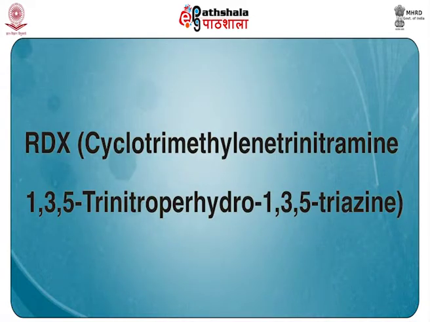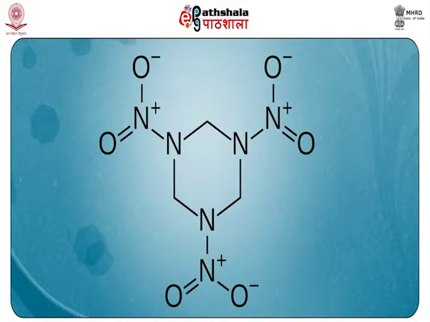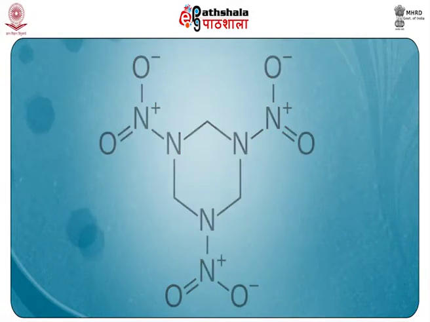RDX, cyclotrimethylene trinitramine, 1,3,5-trinitrohexahydro-1,3,5-triazine. RDX is synthesized by adding hexamethylene tetramine to excess concentrated nitric acid at 25 degrees Celsius and warming it to 55 degrees Celsius. RDX is precipitated with cold water and the mixture is then boiled to remove any soluble impurities. Finally, purification of RDX is carried out by recrystallization from acetone.